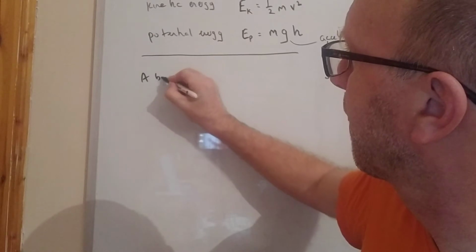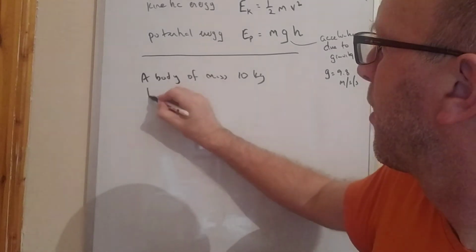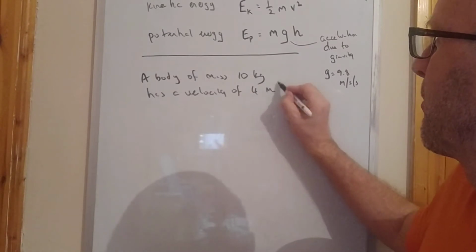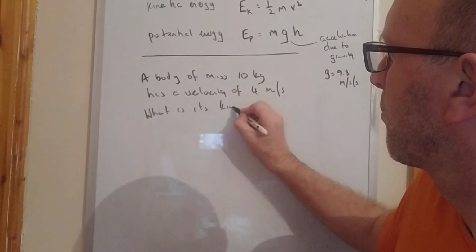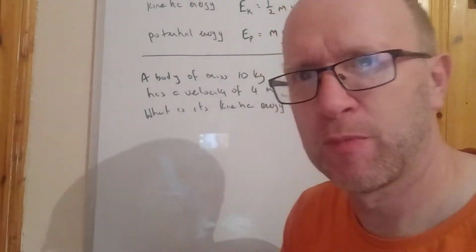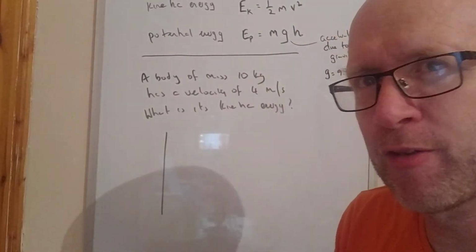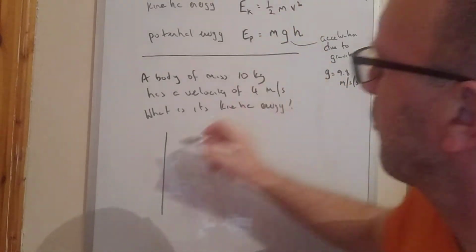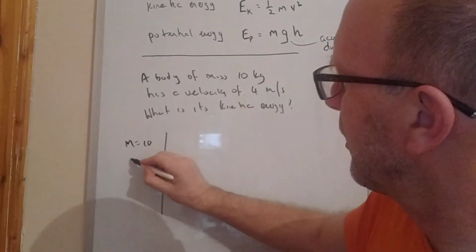A body of mass 10 kilograms has a velocity of 4 meters per second. What is its kinetic energy? So what we always do, and you're going to practice this today: on the left, you write down, you make a list. You check it twice. A body of mass 10 kilograms, what letter do we use for mass? M, 10. Has a velocity of 4, that's the speed, and it's V.